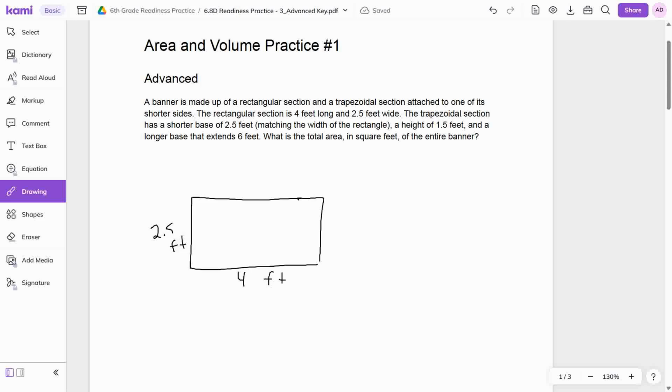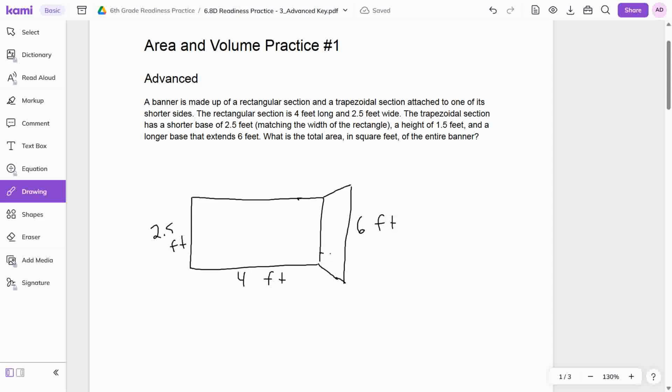And then we've got a trapezoidal section, and it's got a shorter base of 2.5 feet, so it's going to match this side. And then it's going to have a height of 1.5 feet, and then it's going to have a longer base of 6 feet. So we'll say it looks kind of like this, almost like a fish. So that's 6 feet. And then we've got a height.